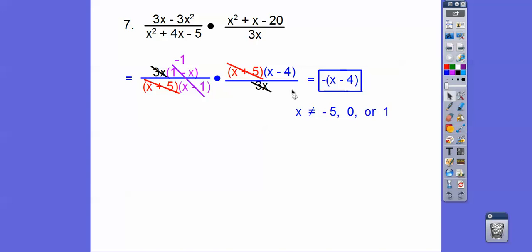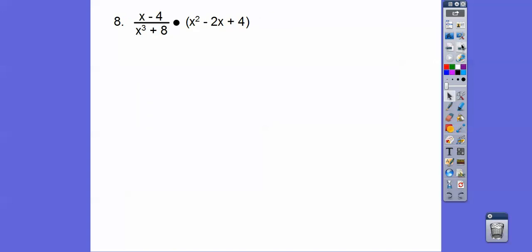Okay, and then your excluded values. 0 would make this guy 0, -5, and then +1 right there. All right, a few more here, you guys.